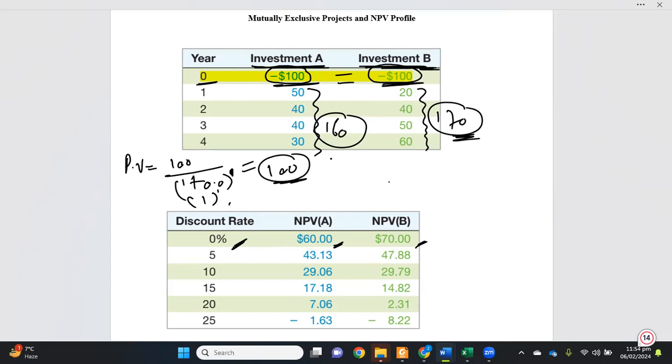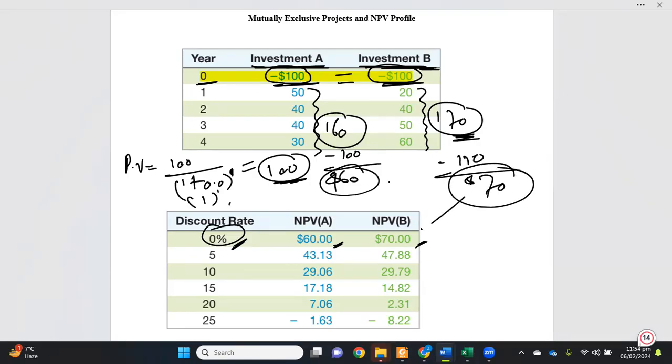So NPV of Project A is 60. How is it 60? Because when it is 0%, there is no impact of any discounting, so we can simply sum up all of these cash flows. We add all these cash flows and then subtract the outflow, which is minus 100. Then the answer is $60. And here the answer is $70. That's why they have calculated the NPVs at 0%.